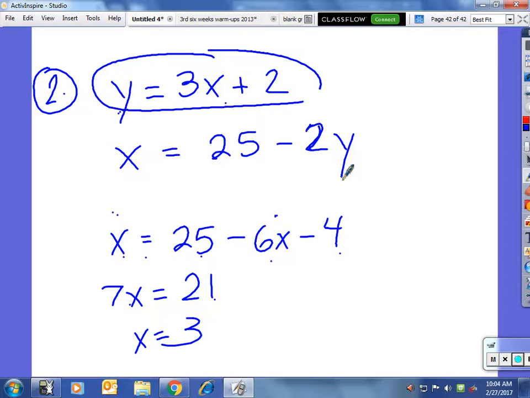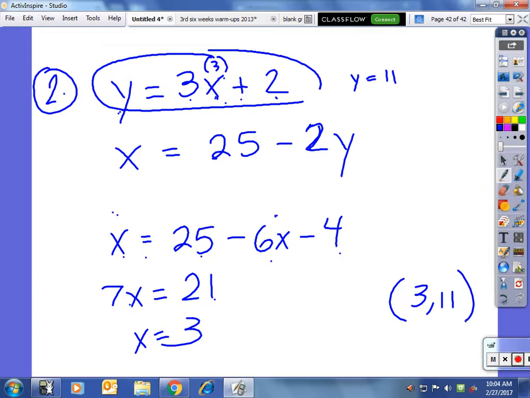Yeah, I could do it into either of my original equations. To me, the top one looks easier. Wherever I see this x, what can I put? A 3, and then I'm going to be able to find y. What's 3 times 3? Plus 2 more? 11. So y equals 11. So how would I write my answer? 3, 11.